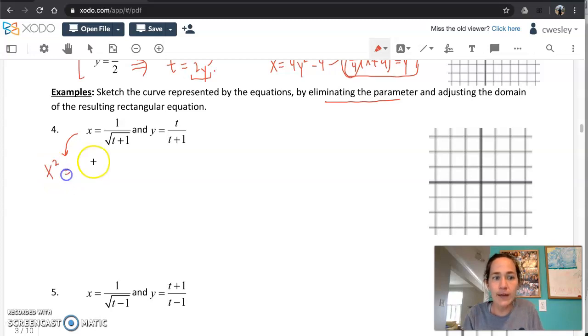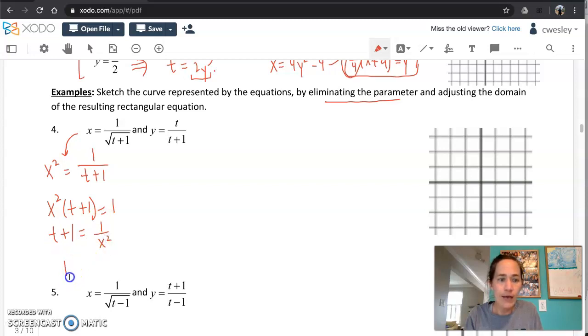We'll square both sides. So x squared equals 1 squared over that square root squared. So you just get t plus 1. Start solving it out, right? I'll multiply both sides by the denominator. I want t by itself, so I'm just making algebraic moves, divide by x squared. And I'm going to leave this, instead of getting it as one fraction, as two separate parts. I think that looks good. 1 over x squared minus 1. So you have one of the equations now solved for t.